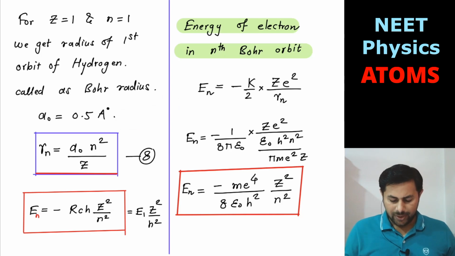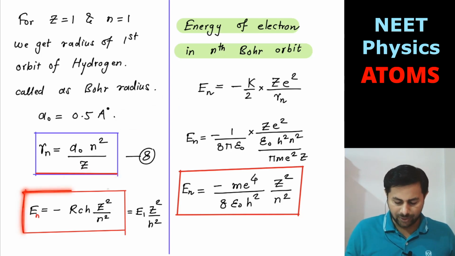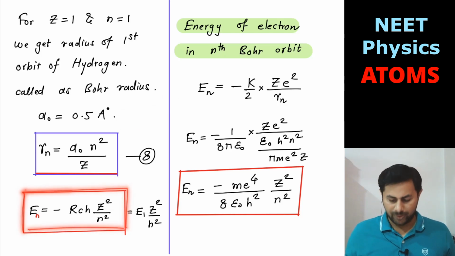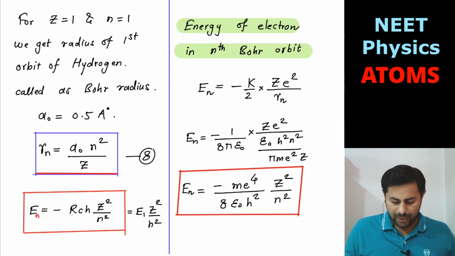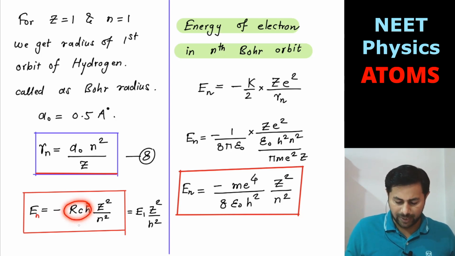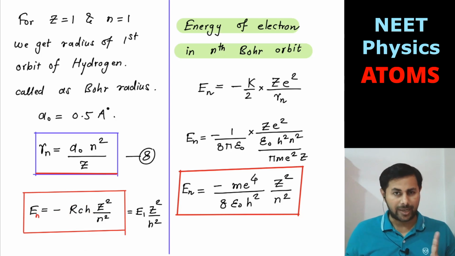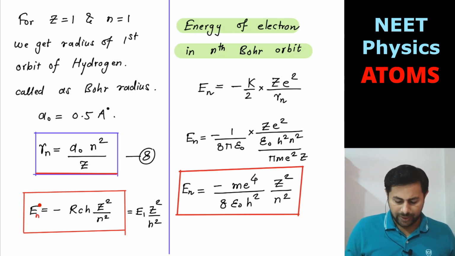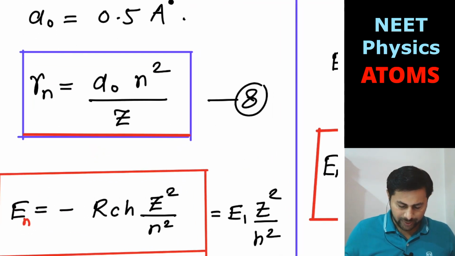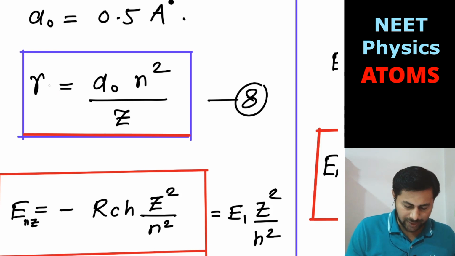Okay, good. Then we saw another formula, that energy of electron is given by minus RCH z square by n square. Okay, minus RCH z square by n square. And RCH is 13.6 electron volts, that is the energy of electron in first Bohr orbit of hydrogen atom, right? So what we'll do is we'll write this thing as Enz, and this thing also as Rn suffix z.